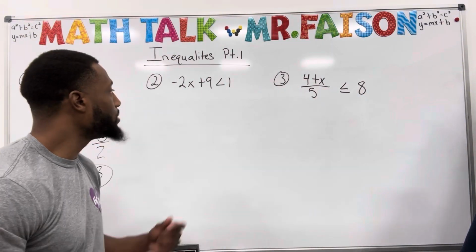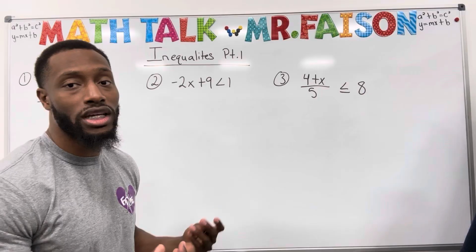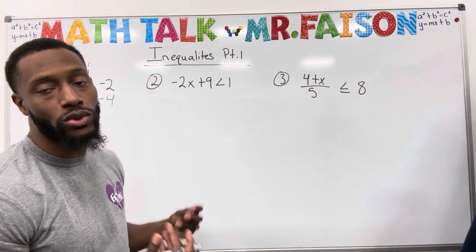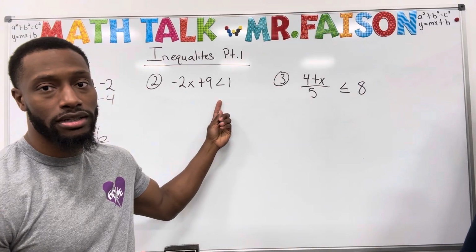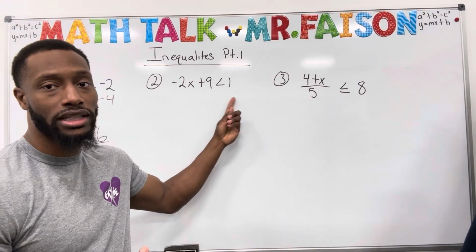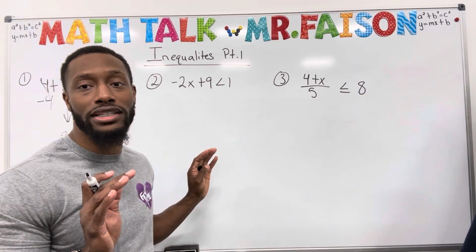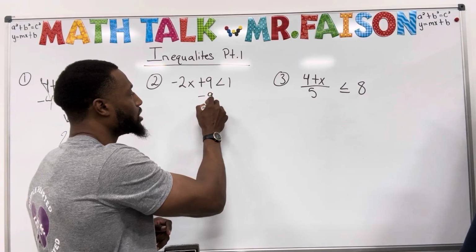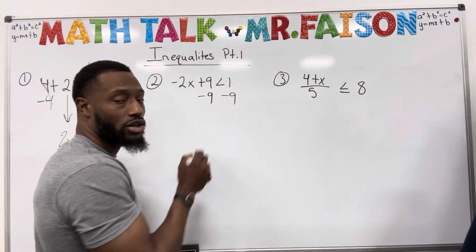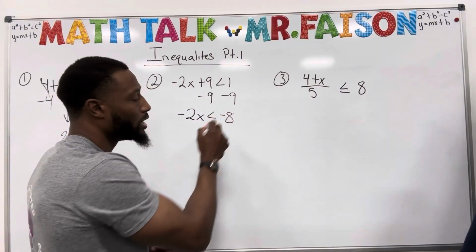Cool, now move over to problem number 2. Problem number 2 is telling me I have negative 2x plus 9 is less than 1. Once again, we're solving for x, so we want to get x by itself. The first thing I do is look and see if I have like terms in here. I do. That 9 and that 1 are like terms. That 9 wants to get away from that 2x. We do that by subtracting 9. It was plus 9, so we subtract 9 on both sides. Now we have negative 2x is less than negative 8.